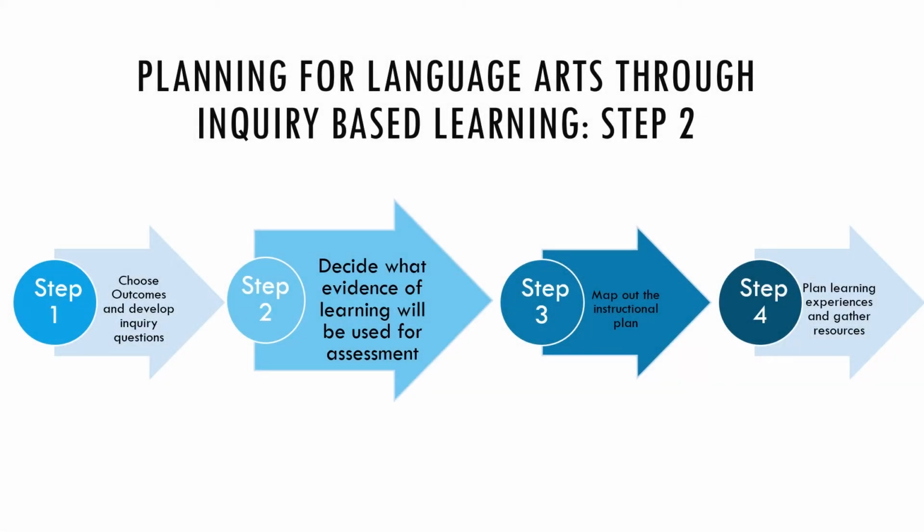This video series will walk you through one way to plan for inquiry in language arts using the backwards design model. This is step 2 in a 4-step process that outlines how to plan for assessment and instruction based on the outcome modeled in the Planning in Language Arts for Inquiry-Based Learning document.